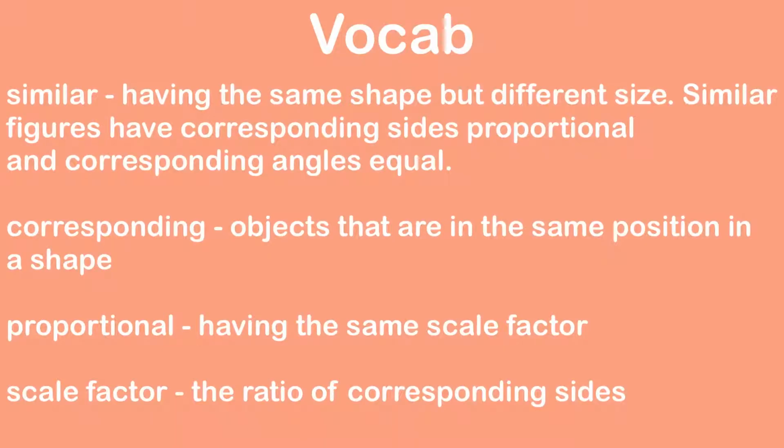Here are some vocabulary terms to get us started. First, similar. Similar is having the same shape but different size. Similar figures have corresponding sides proportional and corresponding angles equal. Corresponding are objects that are in the same position in a shape. Proportional is having the same scale factor. And finally, scale factor is the ratio of the corresponding sides.